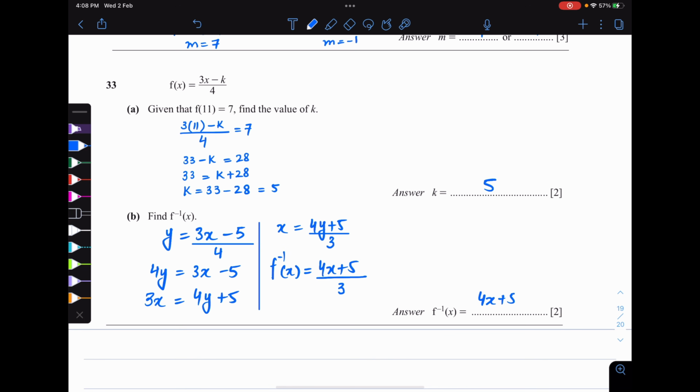Now, before we finalize this part, there's one thing I need to mention: if a student has found k incorrectly in the part before, they will not be penalized if they put their value of k over here and solve it as it is. This is called error carry forward. You would be penalized in the first part, but you would not be penalized in the second part.